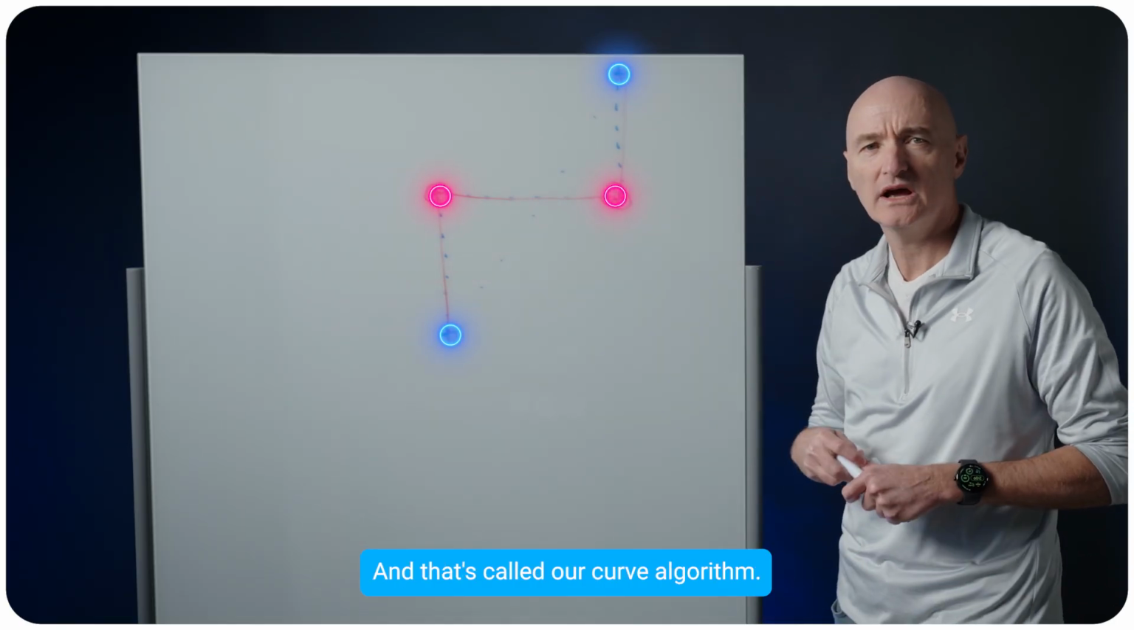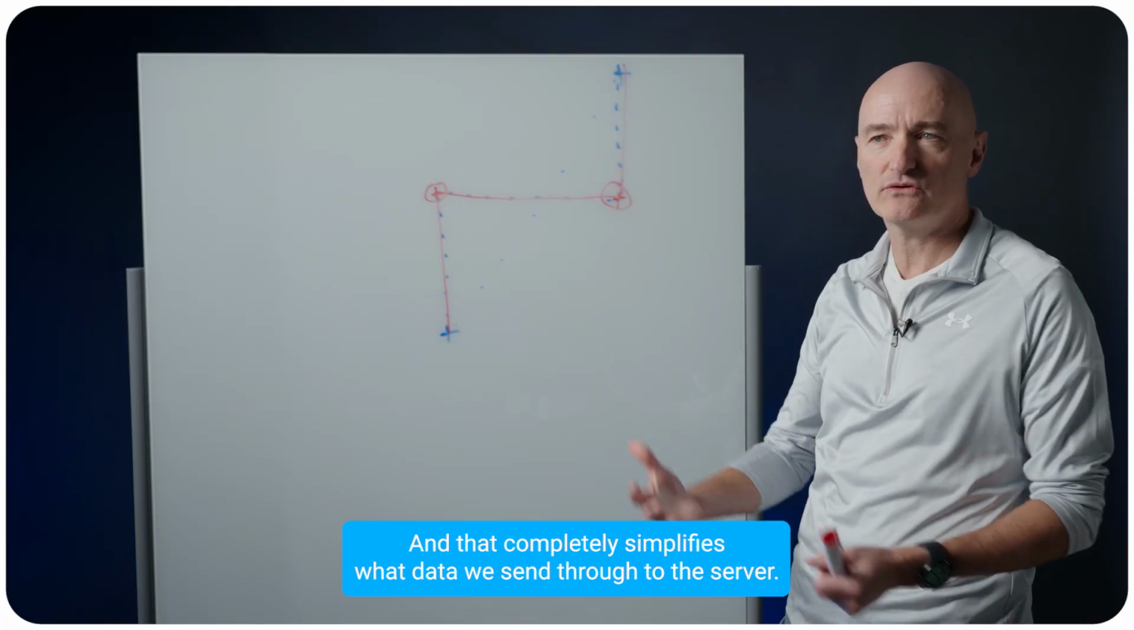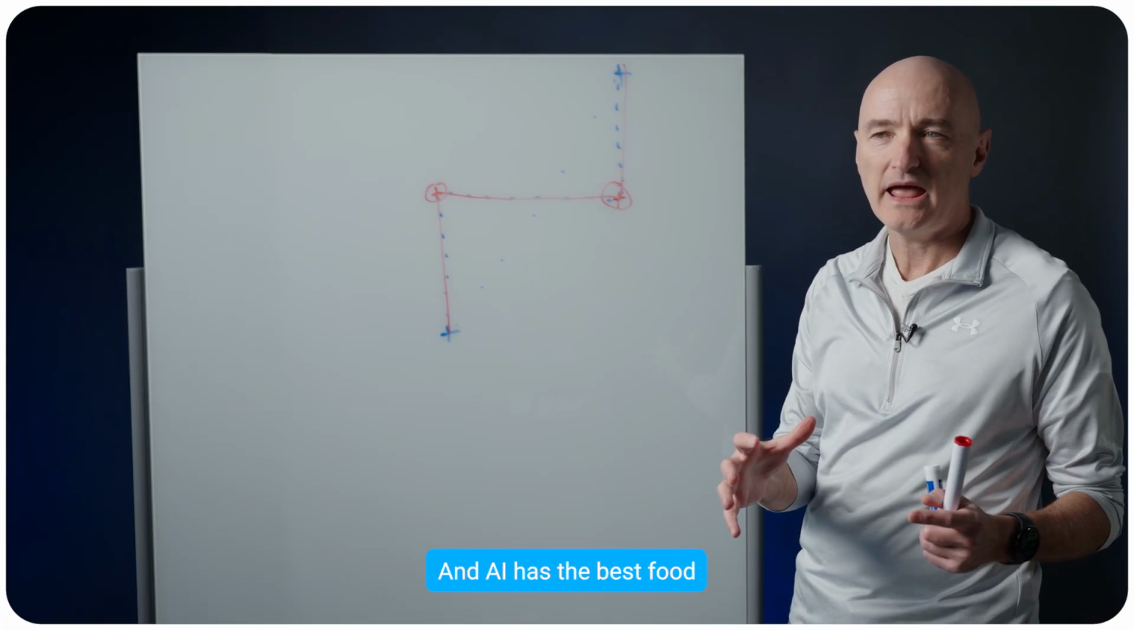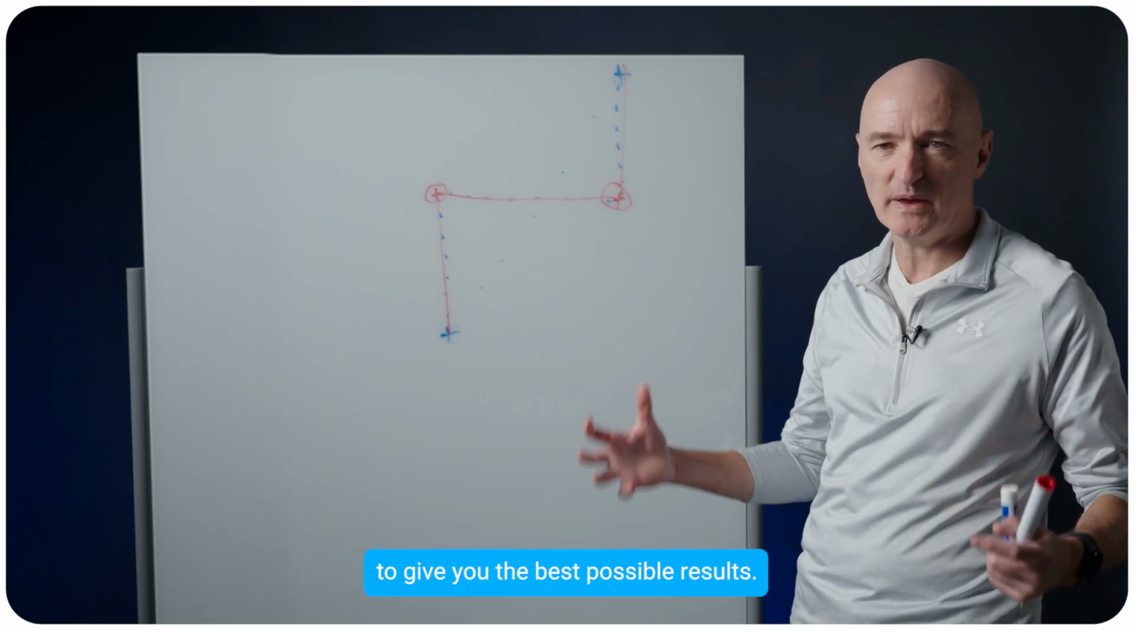And that's called our Curve algorithm, and that completely simplifies what data we send through to the server so we can create a perfect digital twin of your vehicle in the cloud, and AI has the best food to feed itself to give you the best possible results.